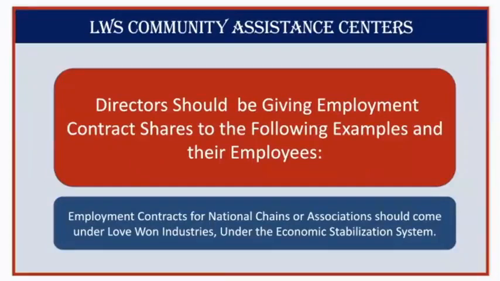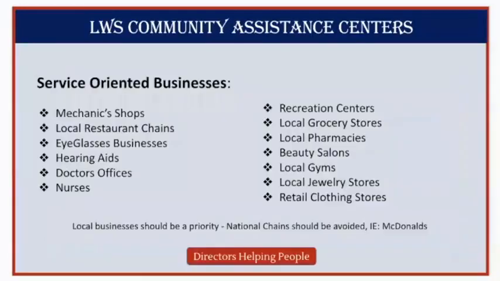Okay, directors should be given employment contract shares according to the following examples and their employees. Just as a side note, employment contracts for national chains or associations should come under Level 1 Industries, and that is under the economic stabilization system. That's for the larger, maybe 20 or 30 employees or larger. Smaller ones are service-oriented businesses. Examples are mechanics shops, local. Well, you can read that.